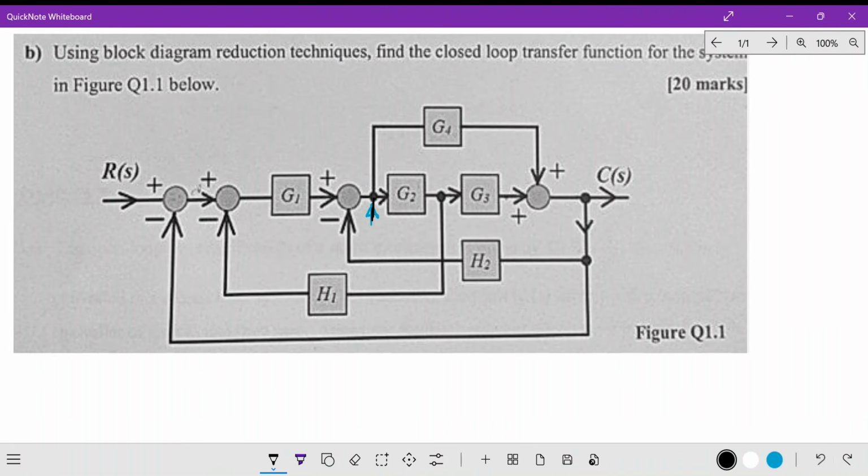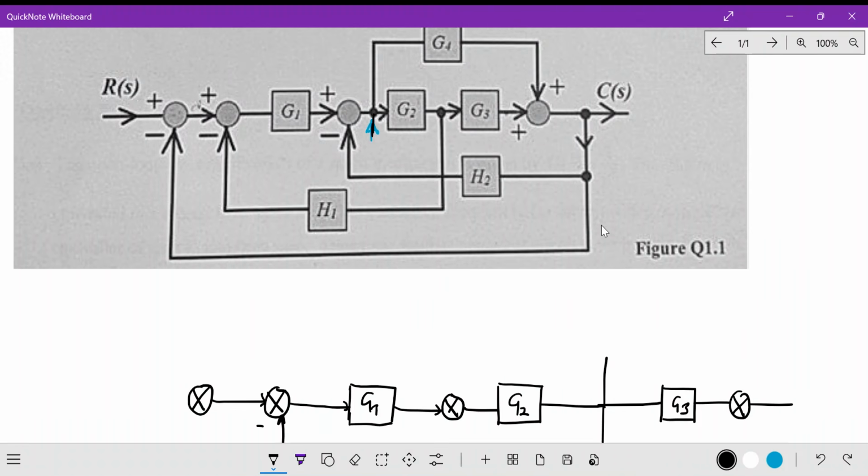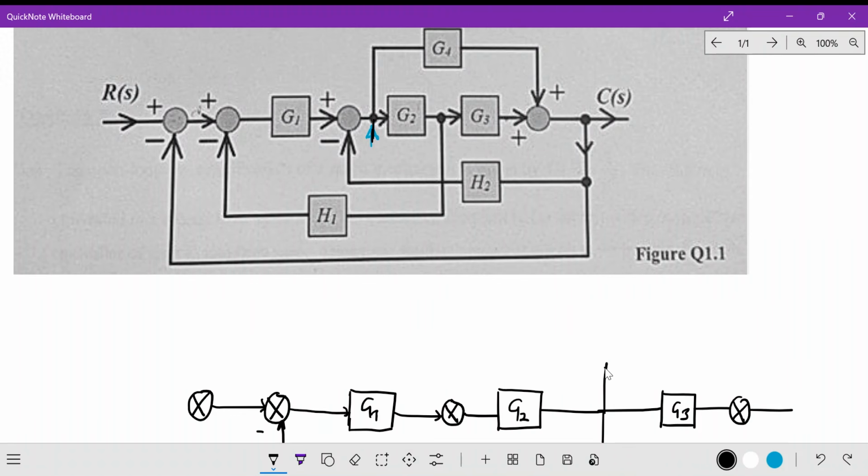So I have another branch, isn't it? I've moved it here. It doesn't matter, I can put it at the same position or here. When you're combining the takeoff points, you can just put them together because it's more like a single node. It won't have any effect. So I'm going to write like this. And then the resultant of this is this, right? Since I moved this takeoff point to this position, you're going to have G4 over G2.